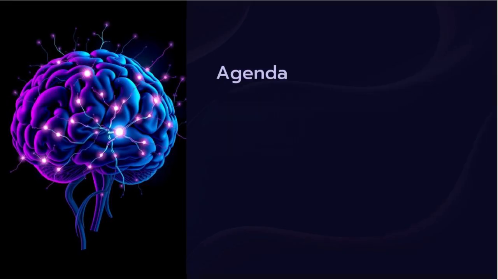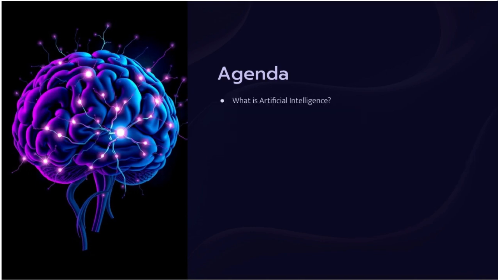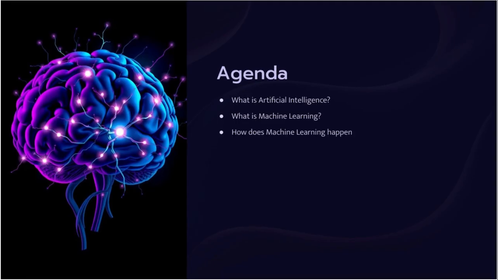Let's have a look at the agenda for the tutorial. What is artificial intelligence? What is machine learning? How does machine learning happen? What are algorithms? Types of algorithms in AI ops.